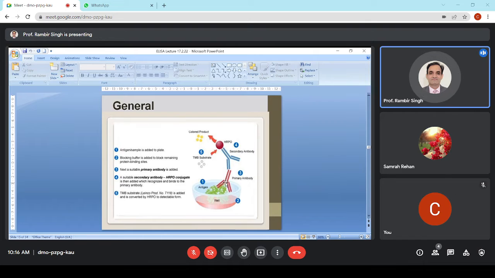Now, against that antibody, we have already generated a secondary antibody. Now, how have these secondary antibodies been generated, from where do we get the secondary antibody?